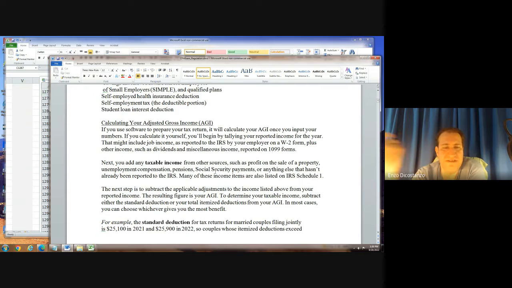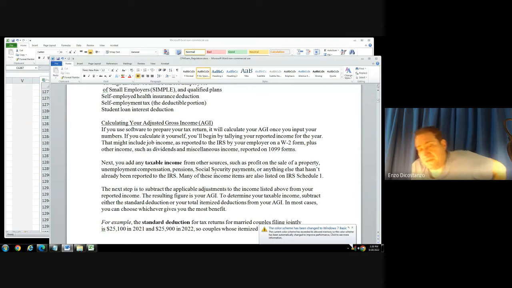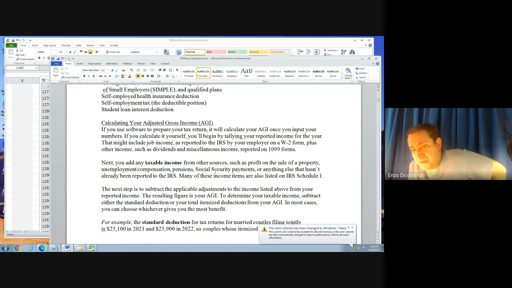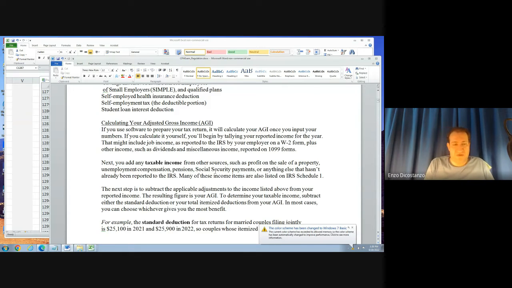Because you didn't deduct your expenses yet, right? So it's really a revenue, as reported to the IRS by your employer on a W-2 form, plus other income such as dividends and miscellaneous income reported on a 1099. That's your self-reporting. If you get paid like I do, just a check or a distribution kind of a thing, then you have to report that, and you should have a contract that goes with that. Then you add taxable income from other sources: profits on the sale of property, unemployment compensation, pension, Social Security payments, anything else that hasn't been reported to the IRS.